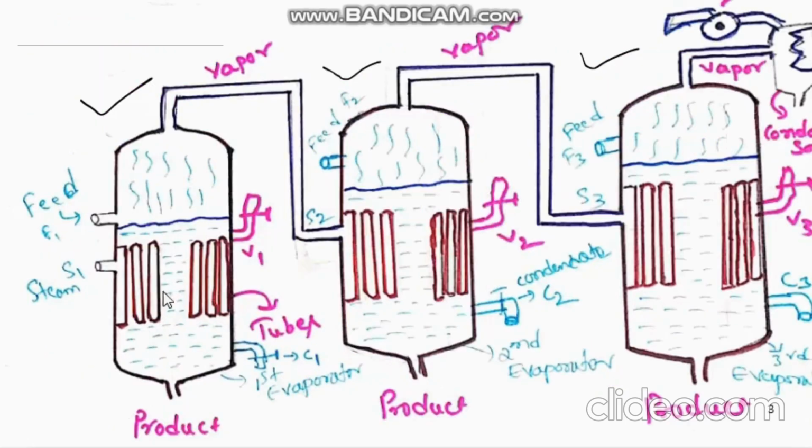Here you can see each and every evaporator has a feed inlet, that is F1, F2, F3, and there is a space for the steam inlet, that is the entry of steam, S1, S2 and S3. At the bottom there is a space for the collection of the concentrated product, that is the resultant product. Finally, to the last evaporator a separator is connected, through which the vapors are removed from the evaporating system.